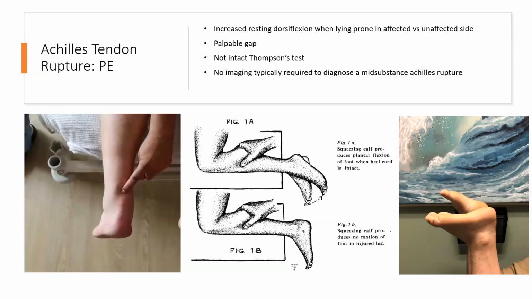Typically, there's no imaging that's required for an Achilles tendon rupture, because if all of these exam findings are present, we are 99.99% sure that this patient has an Achilles tendon rupture.